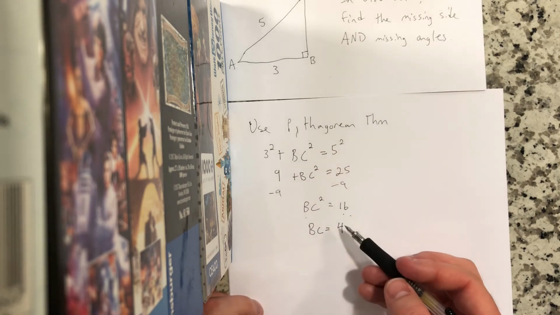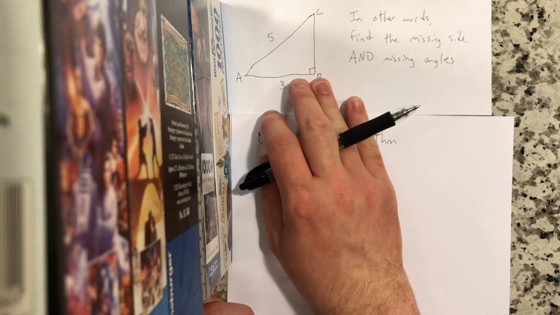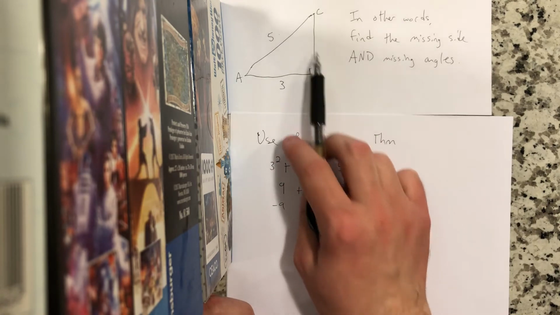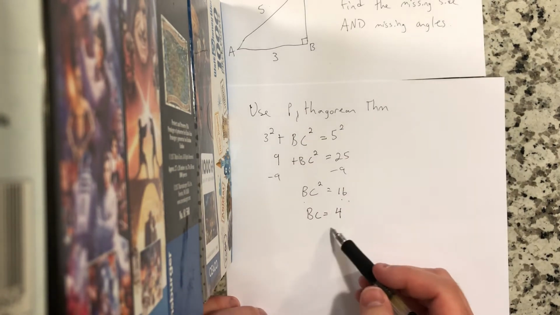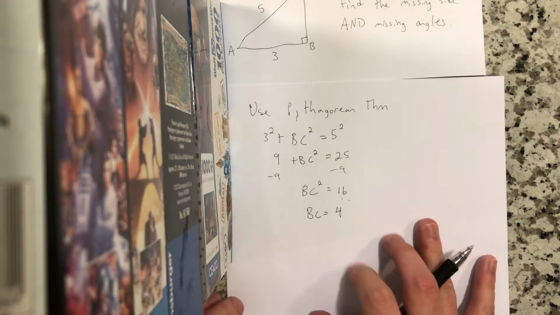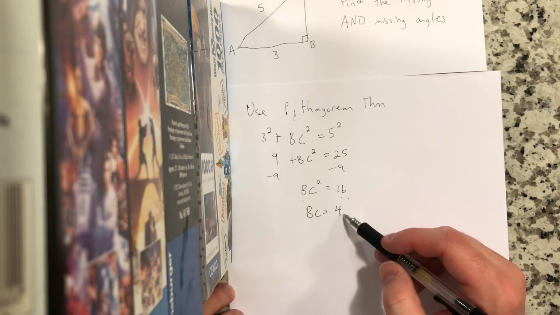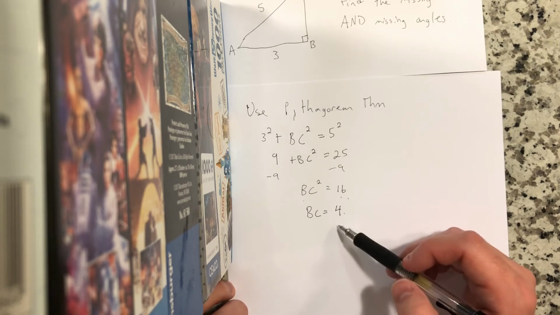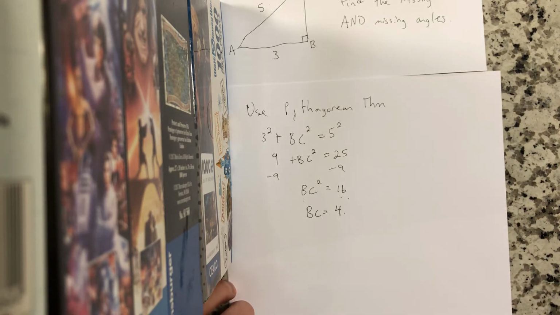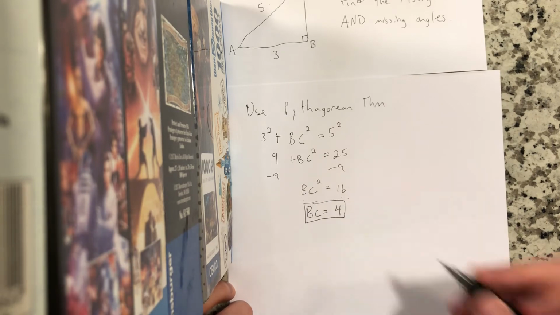Now, typically when you're square rooting, you need to do the plus or minus. However, we're dealing with a shape here, and the length of a side can't be negative. So we're going to assume we're only taking the positive part of that value. But if you were in a typical algebra class or just solving an algebraic equation, keep in mind we do need to take the plus or minus part of this. All right, so that is 1 out of the 3 parts.